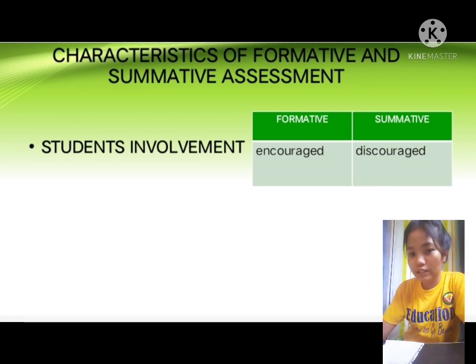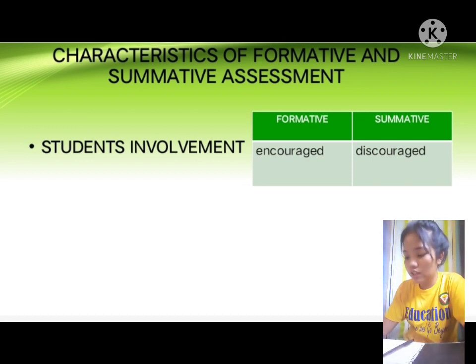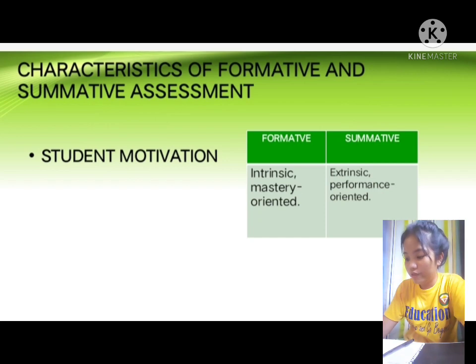So, next is students' involvement. Formative is encouraged, while summative is discouraged. Ito naman siya, ini-encourage mo yung students na maging improve yung mga pag-aaral niya sa loob ng klase. So, next is student motivation. Formative is intrinsic and mastery-oriented, while sa summative is extrinsic and performance-oriented.